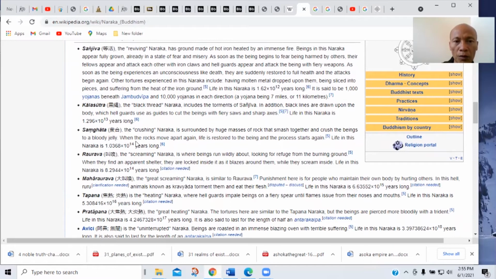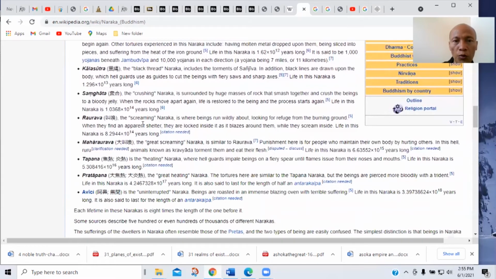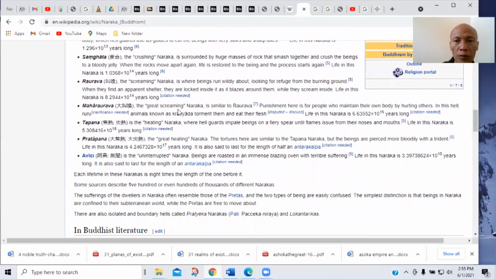And the next one is the crushing, where huge masses of rock mash them. And the screaming, where they run wildly looking for a place to hide from the burning ground. So they lock themselves inside that shelter, and it burns them as they scream inside. And the red screaming, where the punishment maintains their body by hunting others. In this kind of hell, all the animals eat them alive.